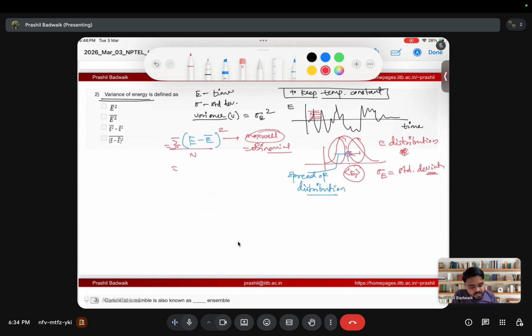So basically it is an average of E minus E average, squared, and this is the average value. The bar represents the average value, right? So option D is already there, right? Option D is already there.